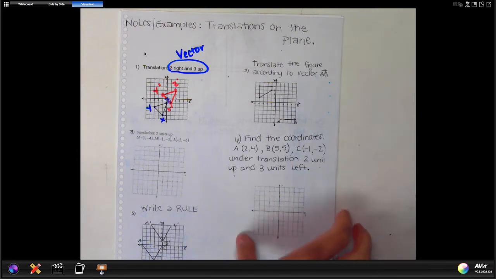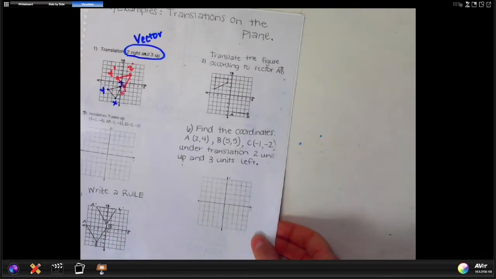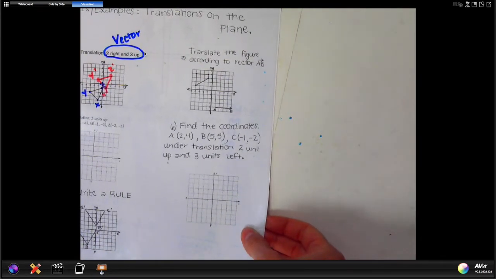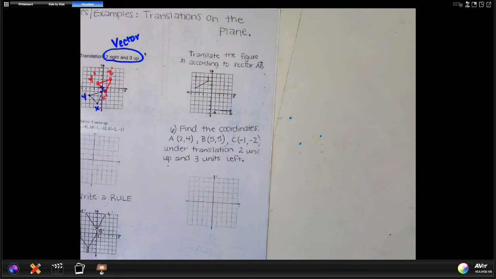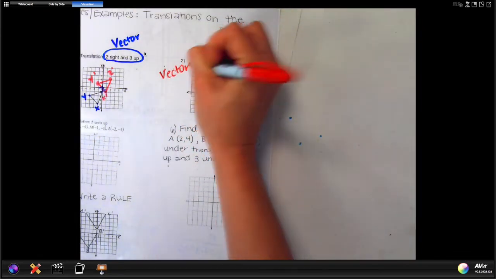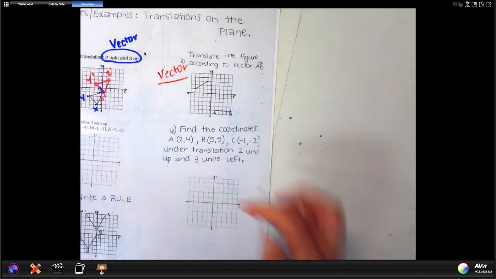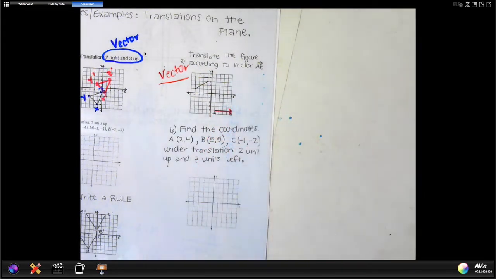So the second one is really the same type of question, but you have an extra step, okay? Translate the figure according to vector AB. So this time, instead of just telling you what to do, you have to look at the vector. So you have this extra step of giving the direction of the vector. Well, here's the vector. Vector is arrow. What does this vector tell us to do? What is the direction of the vector?